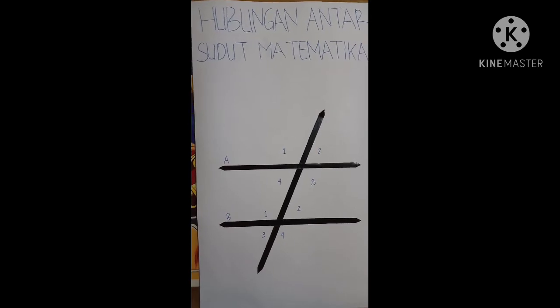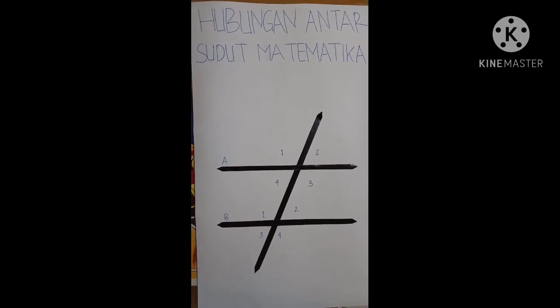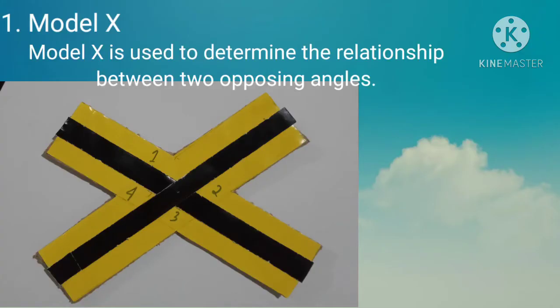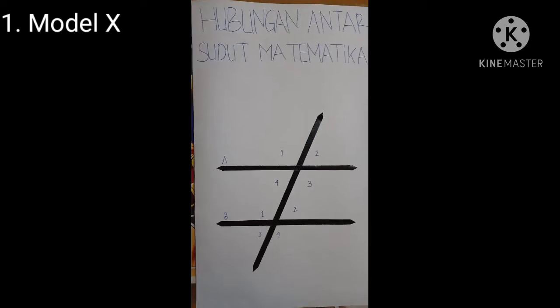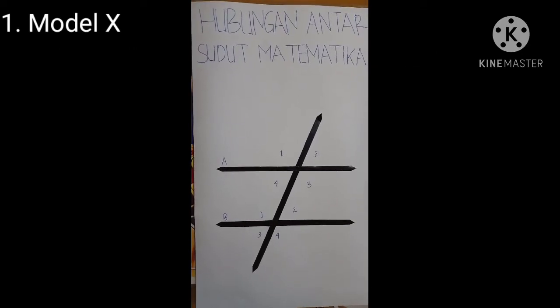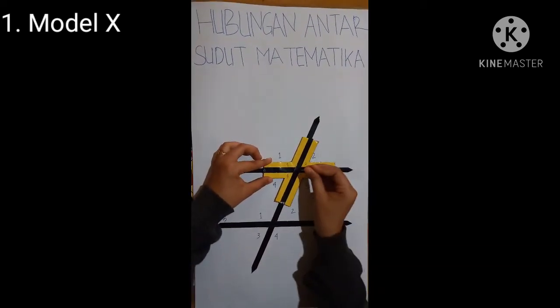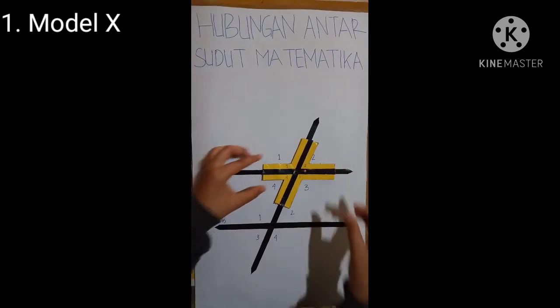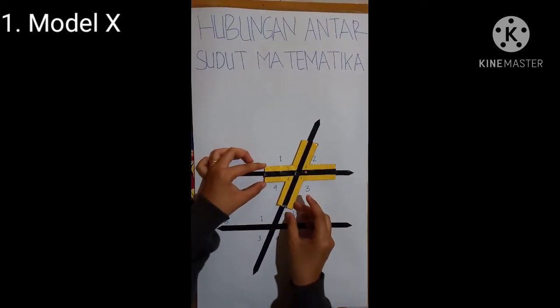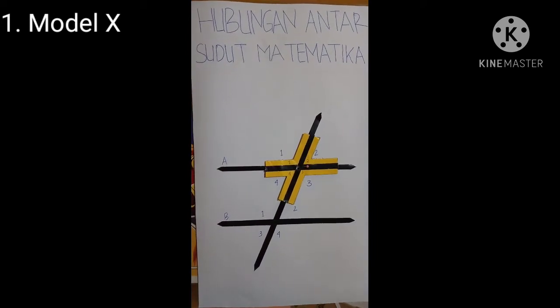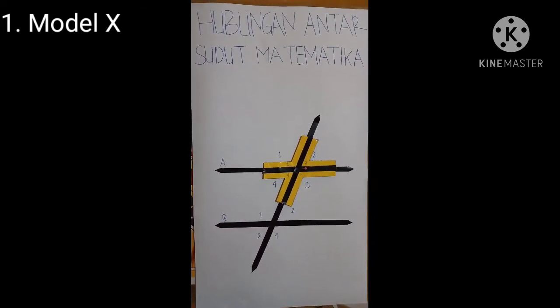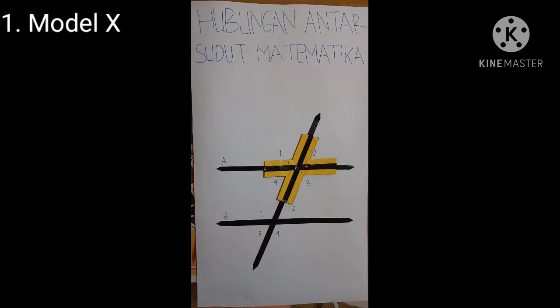Steps in using Huban-Suka props. First, Model X. Model X is used to determine the relationship between two opposing angles. First, take the X model and attach it to the Huban-Suka board using a pin. Place the model so that the line on the model and the Huban-Suka board coincide. Pay attention to the names of the angles on the model.